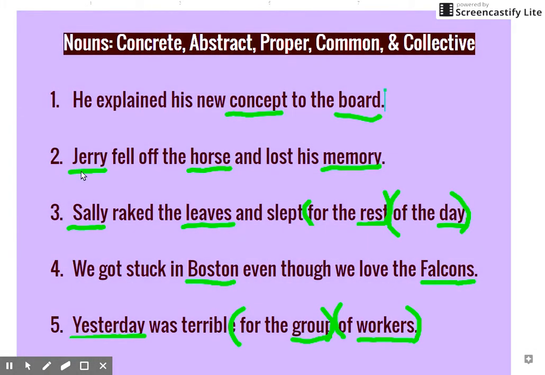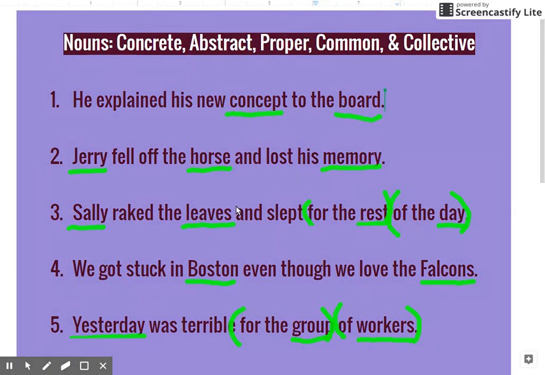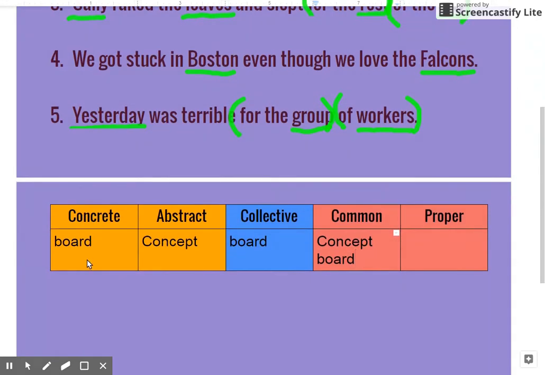Okay, we're going to sentence number 2. We have Jerry, horse, and memory. So let's go down here. Jerry, well, we could see Jerry. We could see him fall off that horse. So he's going to be concrete and not abstract.